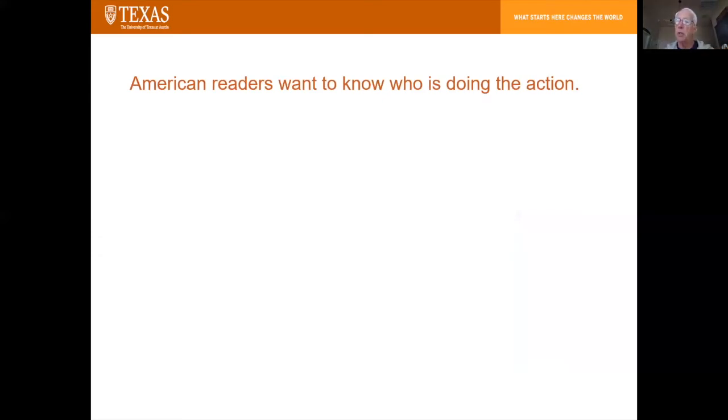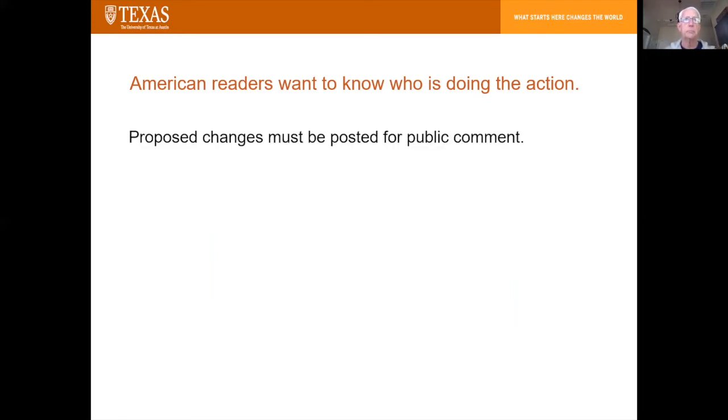And I emphasize American readers because if you reach in your pocket and pull out some money, and there's a picture of the Queen of England on it, the Brits love passive voice. They write almost exclusively in passive voice. They also drive on the left-hand side of the road, the wrong side of the road. So we're not going to follow them. Americans want to know who's doing the action.